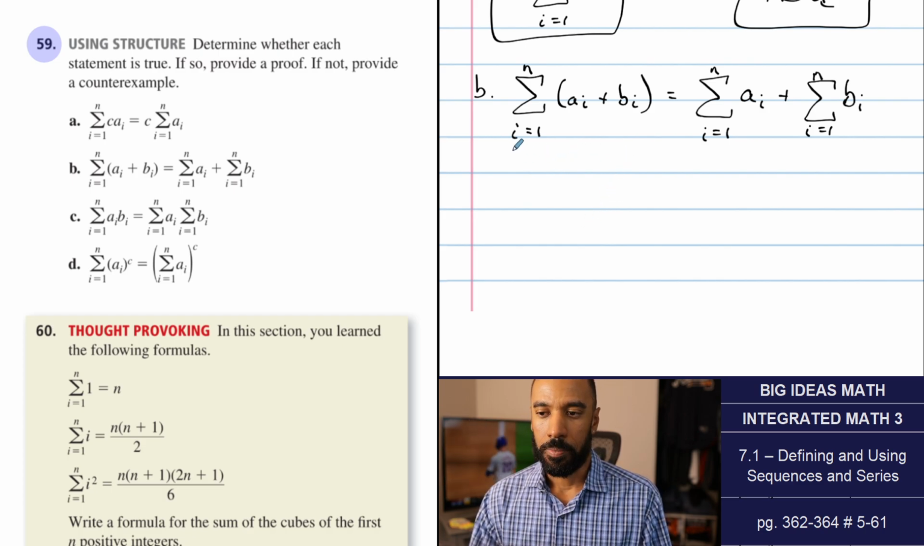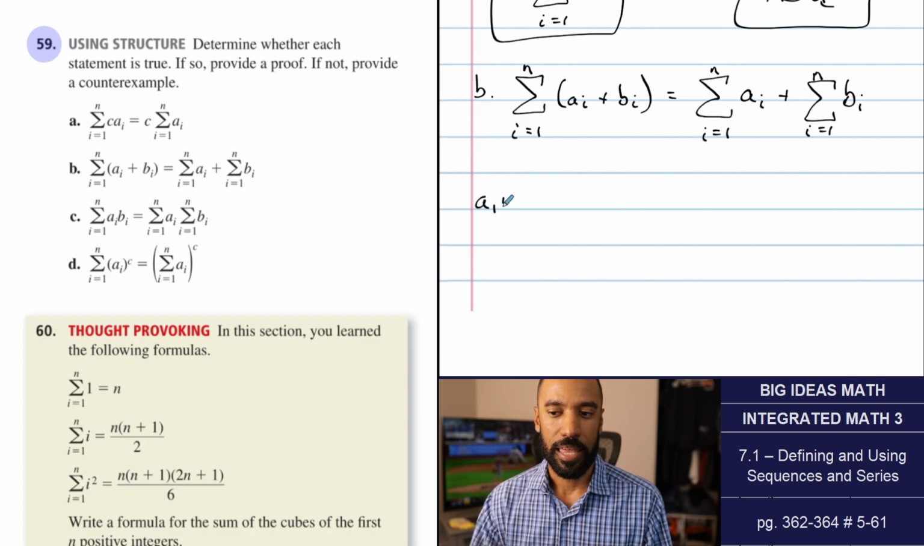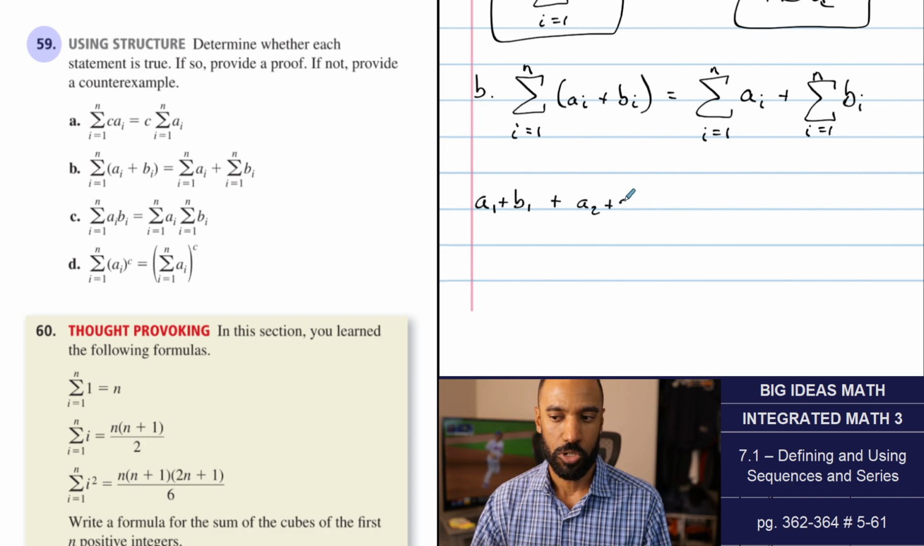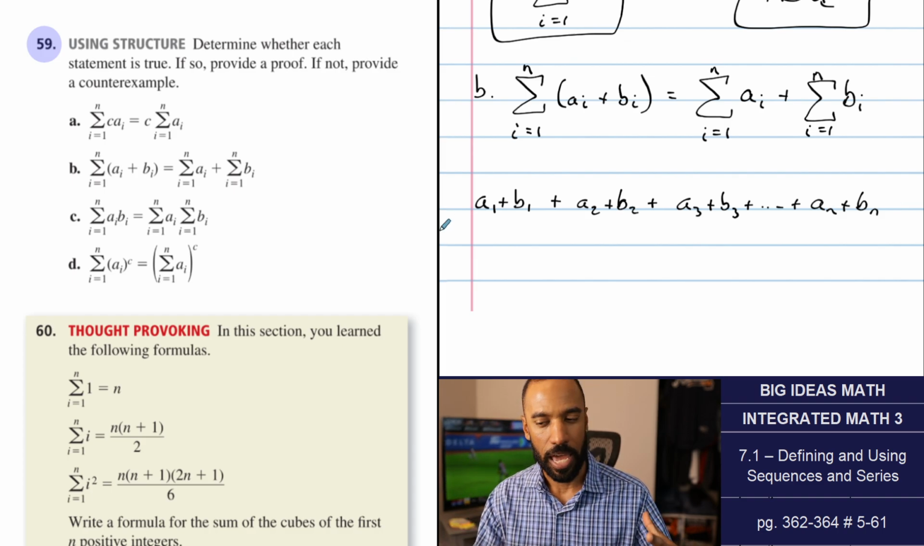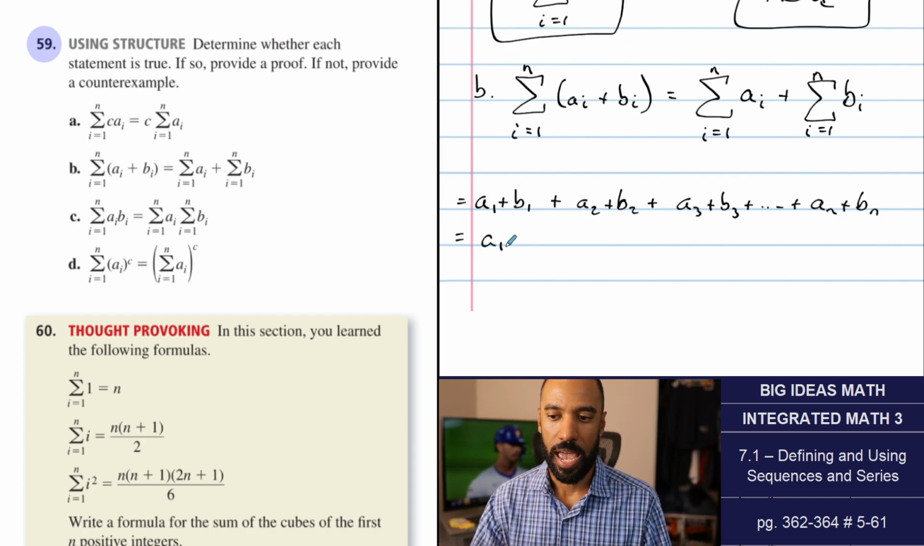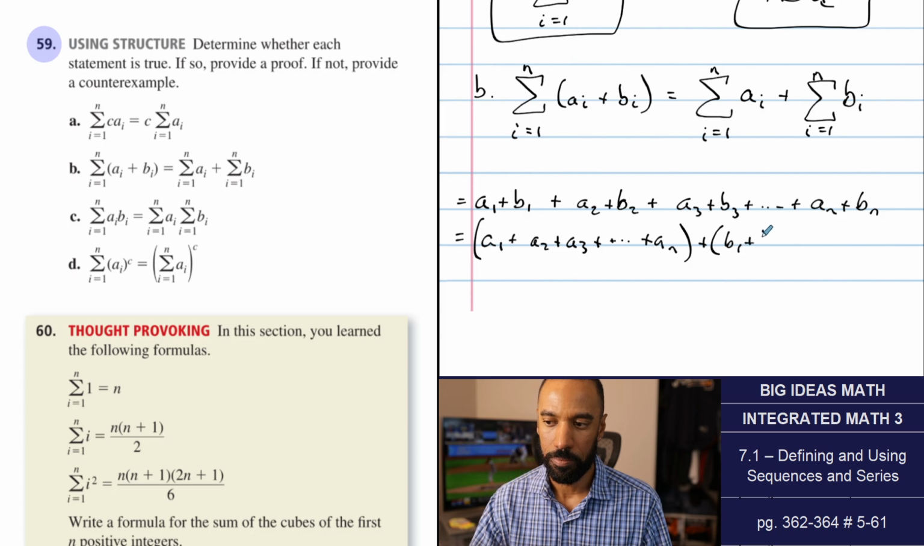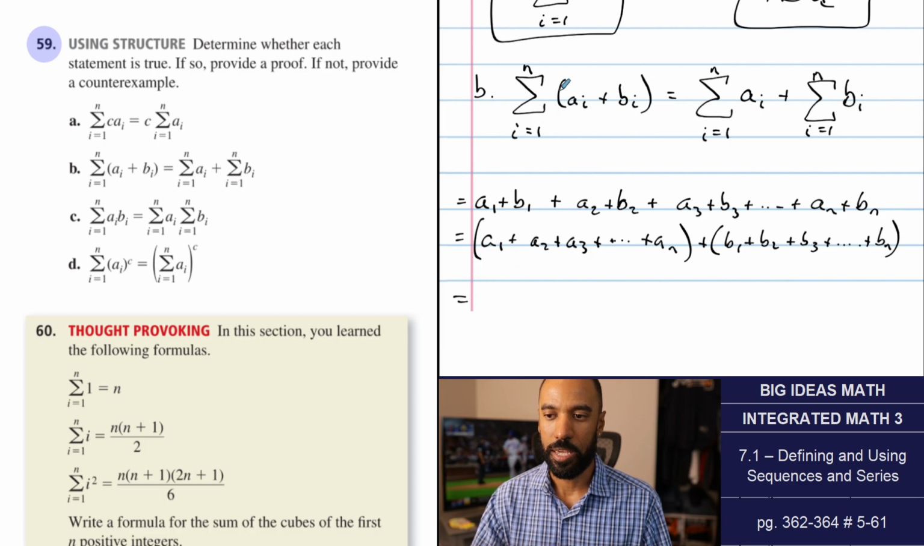So let's work that out, right? Yeah, this should work. So a sub 1 plus b sub 1 is the first one, substituting in, plus a sub 2 plus b sub 2, right? And this goes all the way to n, a sub n plus b sub n. Let's regroup these. Let's put the a's together, right? So this would be a sub 1 plus a sub 2 plus a sub 3 all the way to a sub n, like that set. And then there's one for b's as well, just added together. Yeah, this totally works. So that becomes these two separate things.